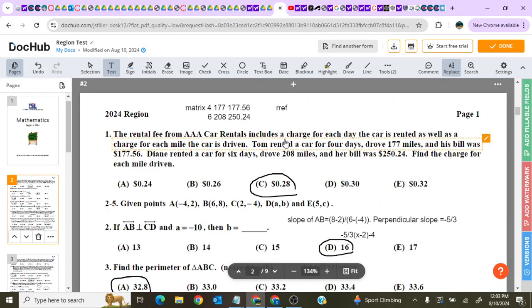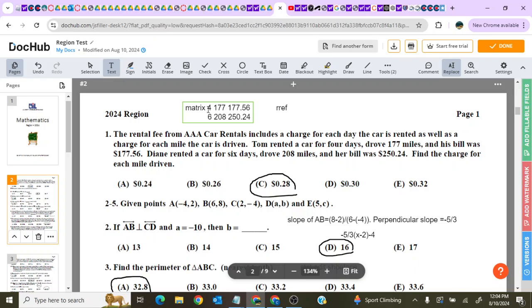Okay, the rental fee from cars includes a charge for each day and charge for each mile. Tom rented a car for 4 days, drove 170 miles, and spent $177.56. Diane rented for 6 days, 208 miles, and paid $250.24. Find the charge for each mile driven.